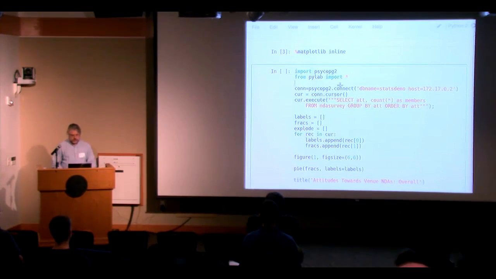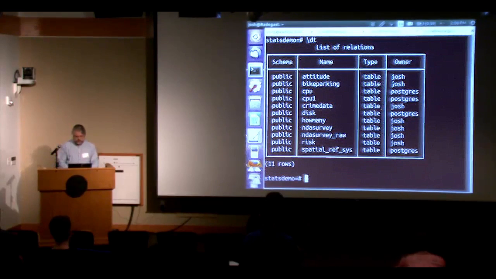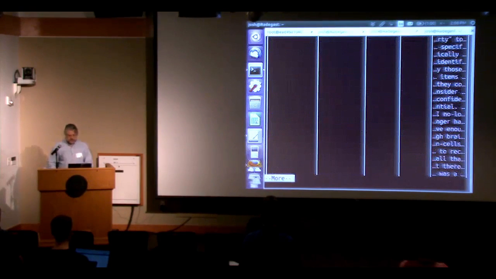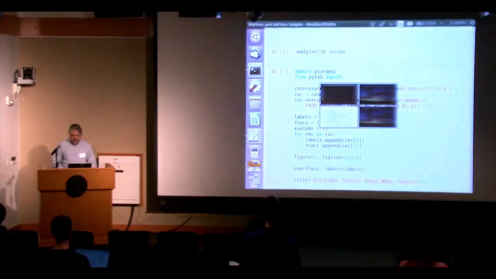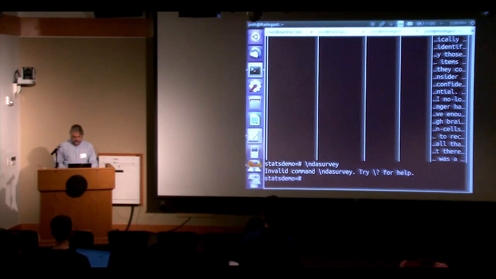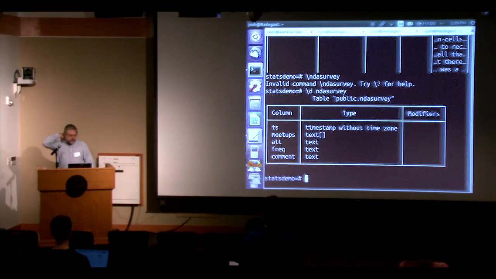I can show it to you here. So we've got our NDA survey here with a whole bunch of data. It's actually pretty simple, which is that I took the Google survey data and crunched it down into sets of which meetups did somebody participate in, what the timestamp of the response was, because we don't actually have a user ID, what was their general attitude towards NDAs, which was one of several different values, how frequently do they attend meetups, and do they have any comments.